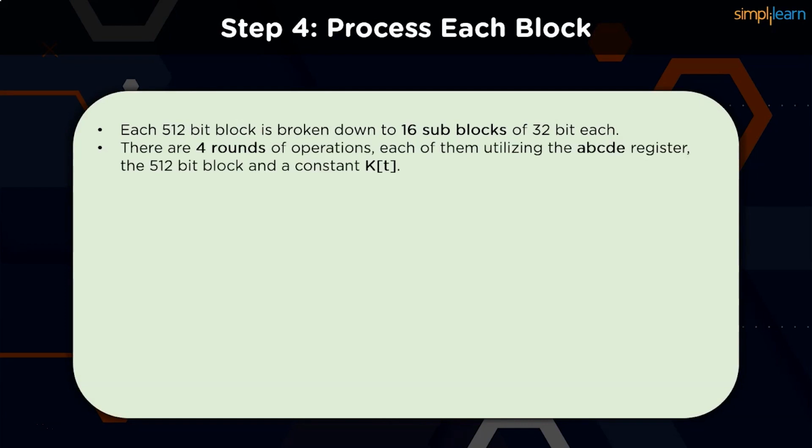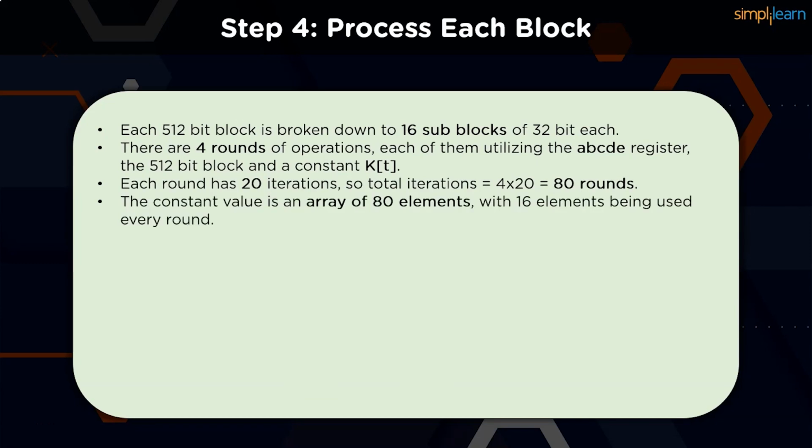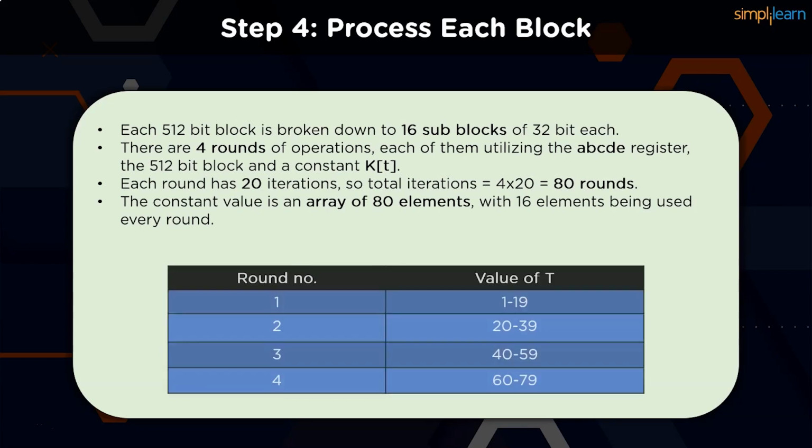Each of them goes through 4 rounds of operation that use the entire register and have the 512-bit block along with the constant array. Out of those 4 rounds, each round has 20 iterations. So in general, we have 80 rounds in total. The constant value of K is an array of 80 elements. Of those 80, 16 elements are being used each round, so that comes out to 80 rounds for each of those elements. The value of t differs by the number of rounds, as can be seen in the table below.